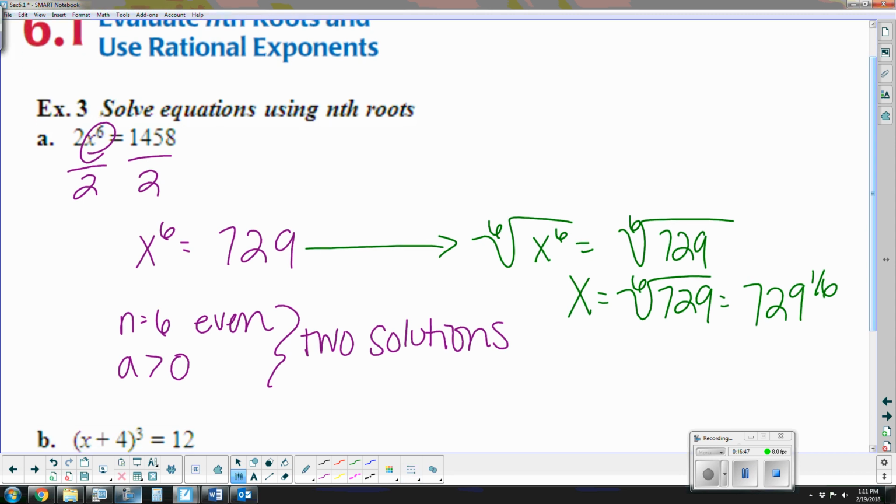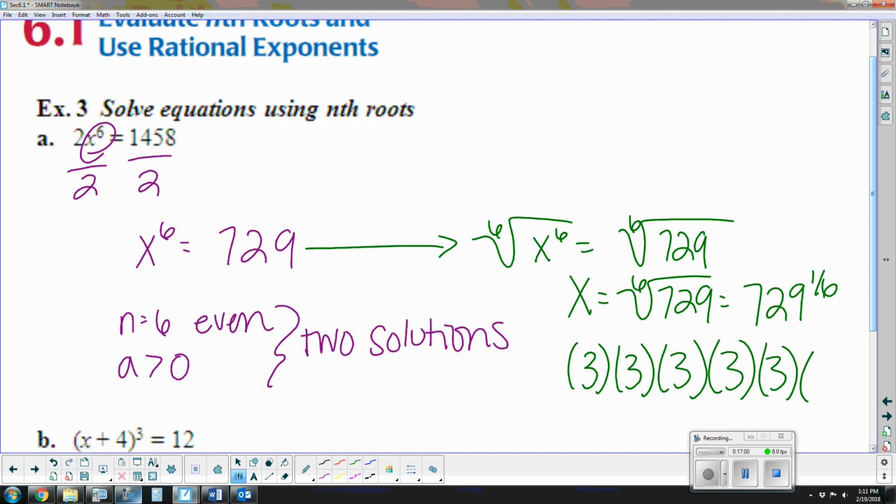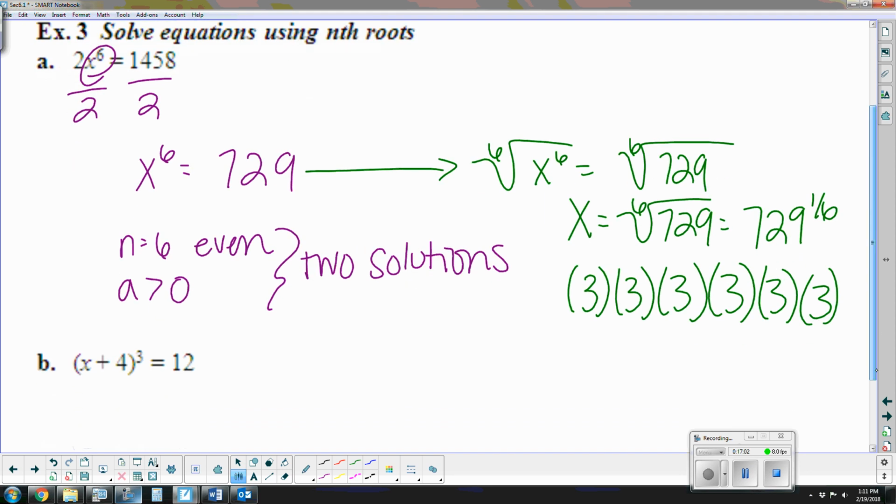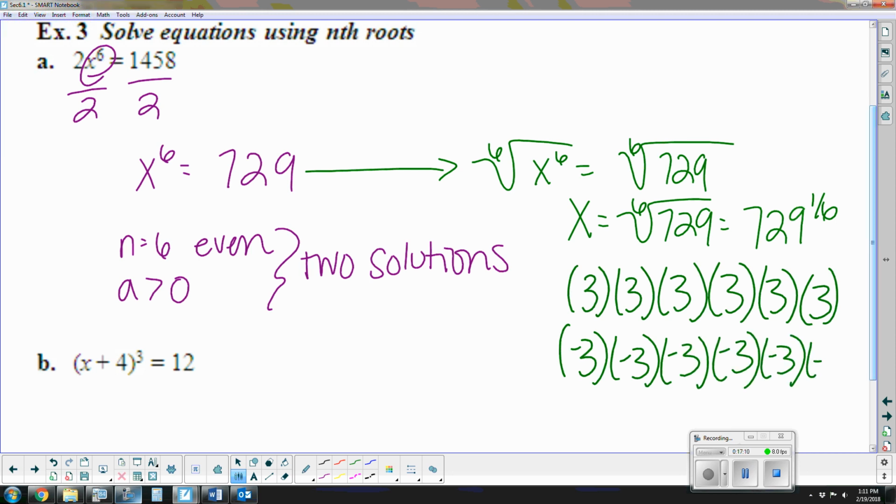So when you take 729 to the 1/6 power, you have 3 times 3 times 3 times 3 times 3 times 3. Or you could also have negative 3 to the 6th power. So x is either positive or negative 3.